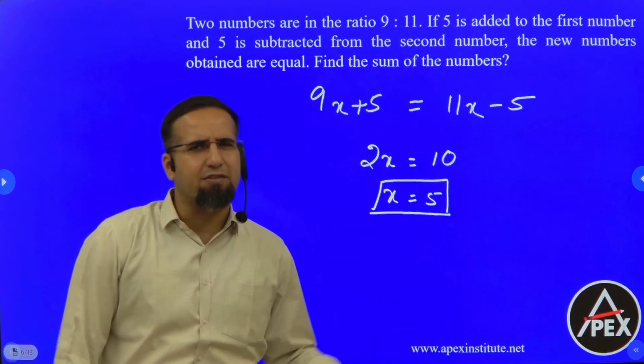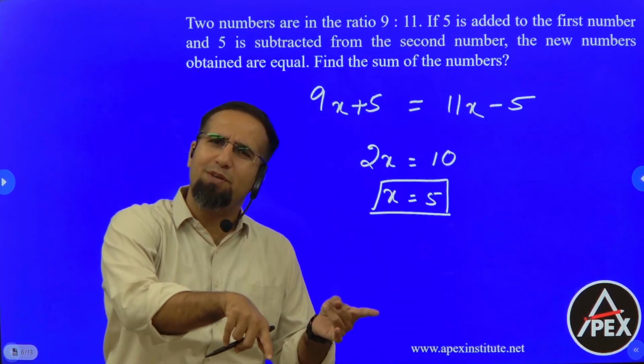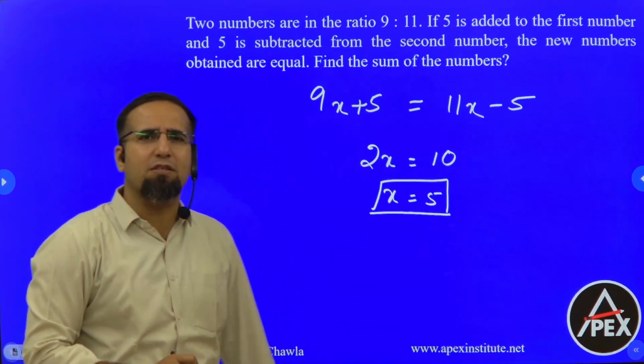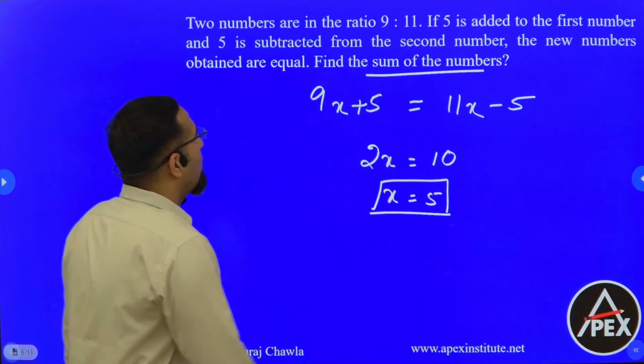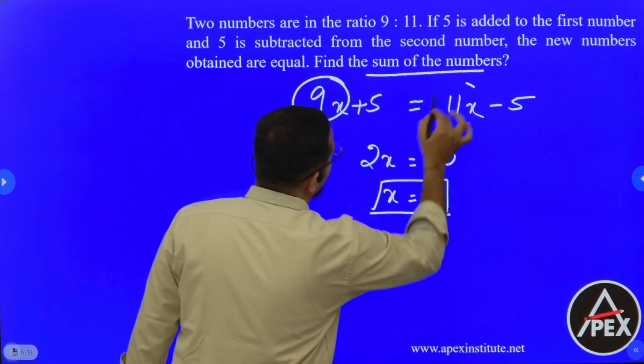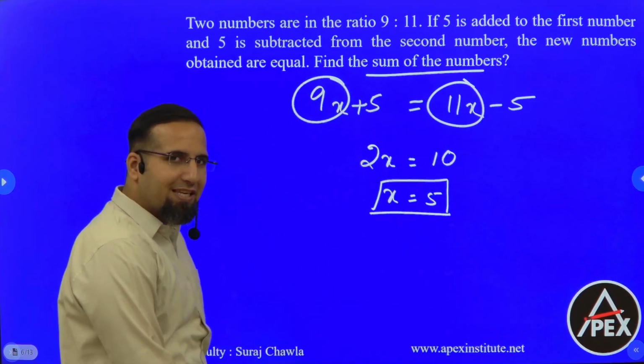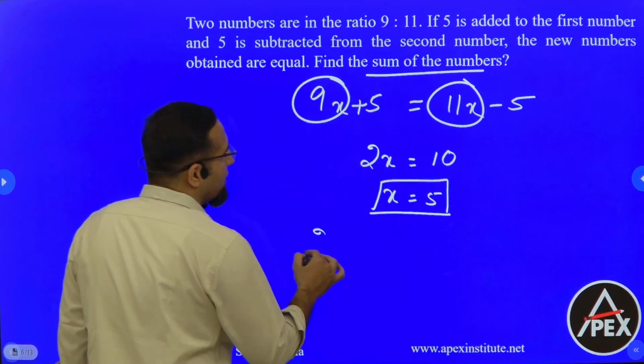हम ओल्ड नंबर्स निकाल सकते हैं, उनका सम निकाल सकते हैं, उनका डिफरेंस भी निकाल सकते हैं. Let's see what the question is asking us. The question is asking us to solve the sum of these numbers. What is the sum of these numbers? 9x plus 11x. 9x plus 11x कितना होता है गाइस? 9x plus 11x होता है 20x.